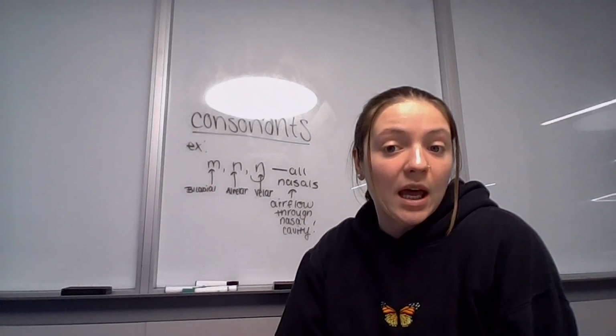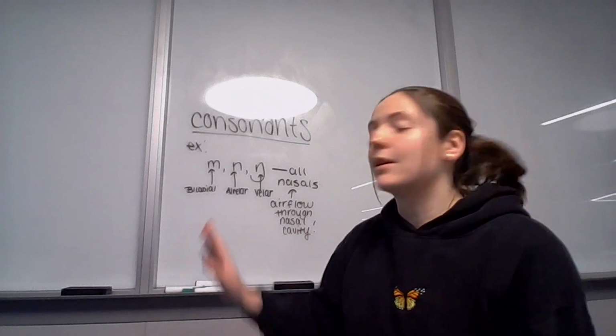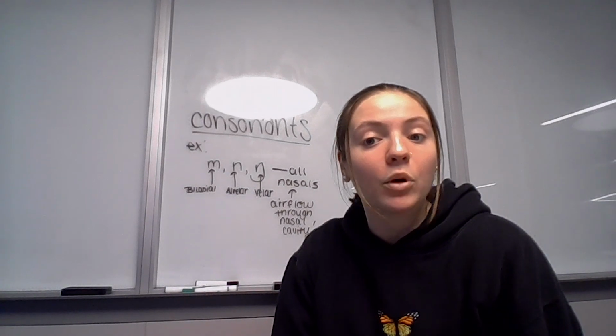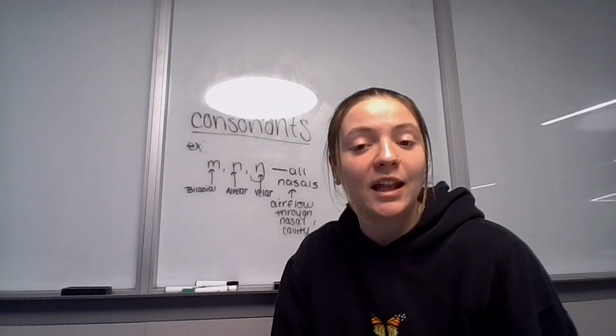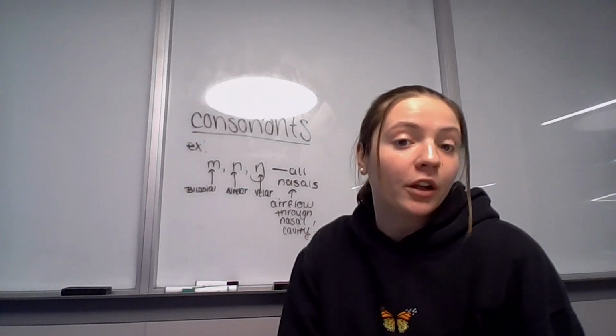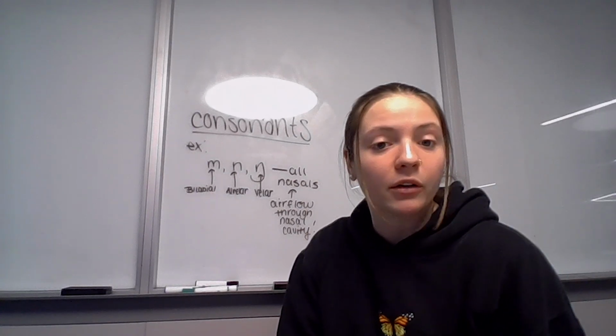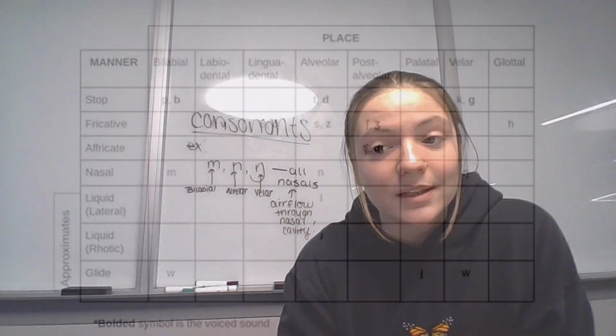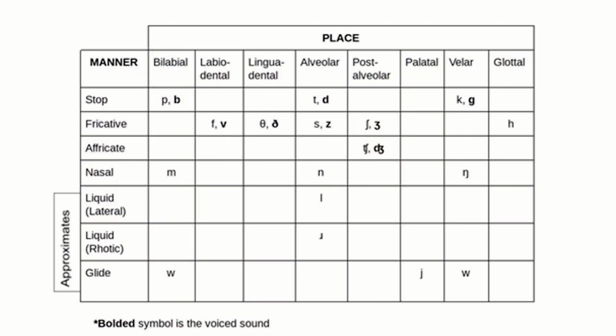Now, when you produce M, N, and ing, they are all in different placements. So M would be right by where the lips are, N would be right where the alveolar ridge is, and ing would be where the velar ridge is. Now let's take a look at those consonants. Now here we have our consonant placement and manner chart. We'll start with the place and then we'll do manner next.